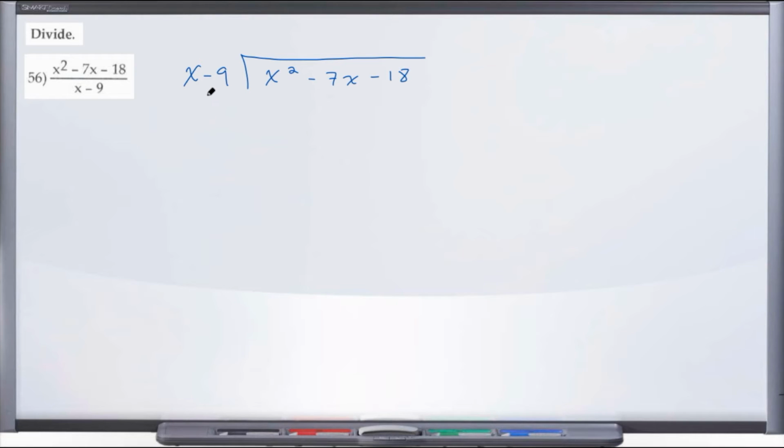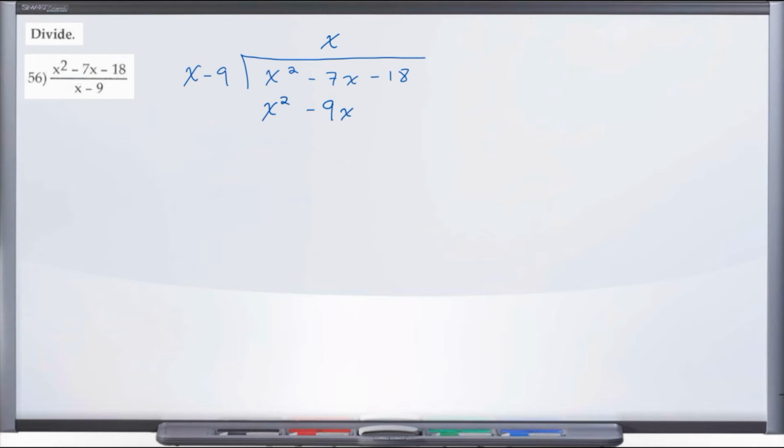All right, so long division is just a series of the same steps that you're taking over and over again. The way that we start is we ignore that -9 for a moment, and we ask ourselves, what do I have to multiply x by to get x squared? Well, the answer is x, right? Because x times x gives us x squared. We say x times x gives us x squared, and x times -9 gives us -9x.